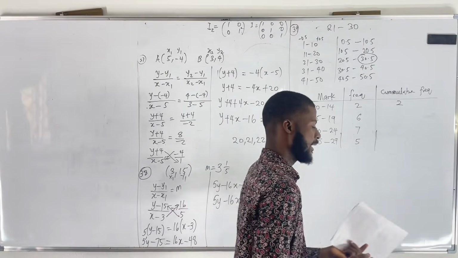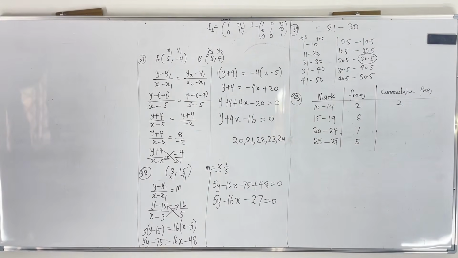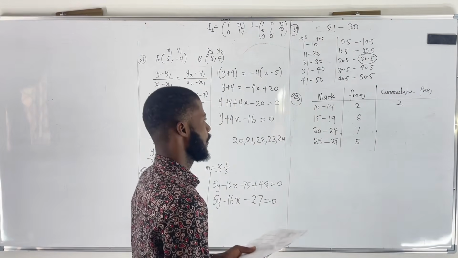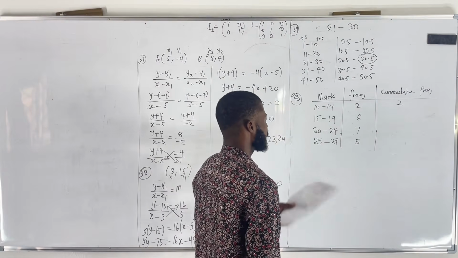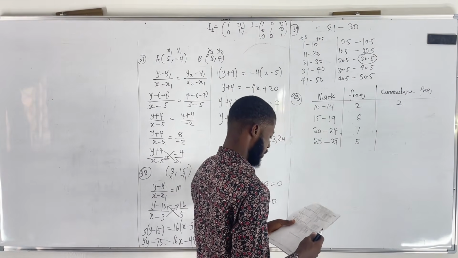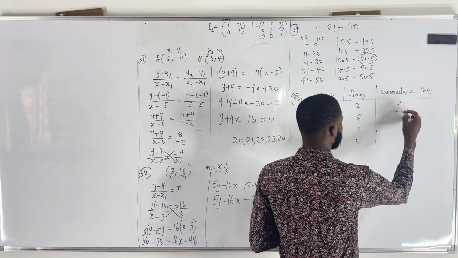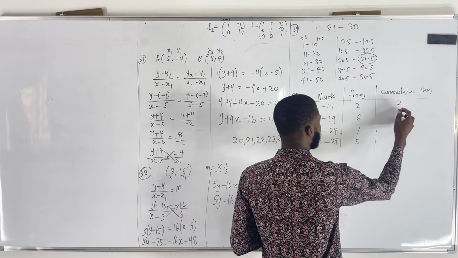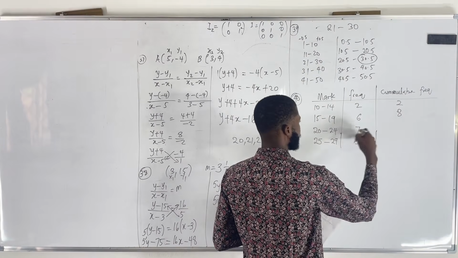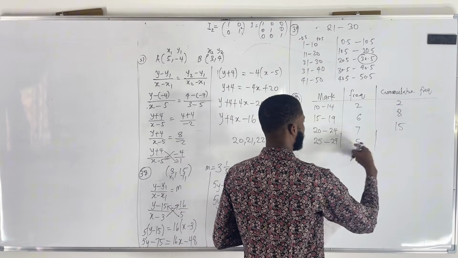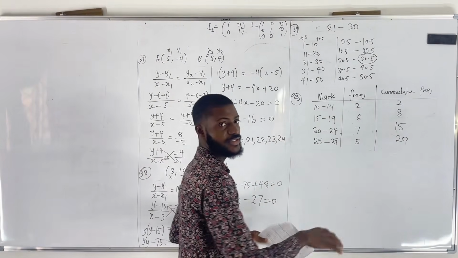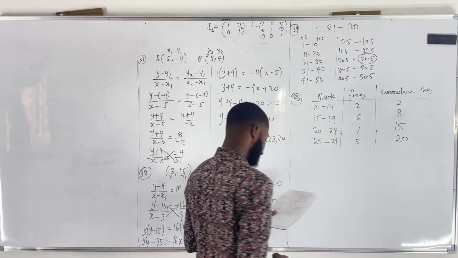Cumulative means we're going to be adding. So the next one, 2 plus 6 will be 8. 8 plus 7 is 15. 15 plus 5 is 20. So that's how we do cumulative frequency. And it's just going to be like the sum of everything.